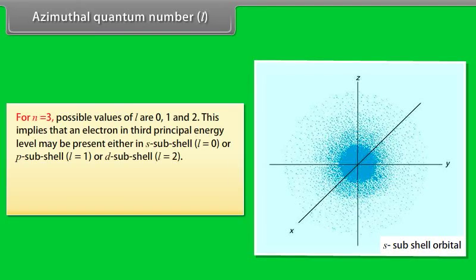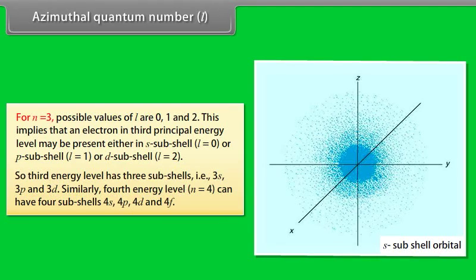For n = 3, possible values of l are 0, 1 and 2. This implies that an electron in the third principal energy level may be present either in the s subshell, l = 0, or the p subshell, l = 1, or the d subshell, l = 2. So the third energy level has three subshells, that is 3s, 3p and 3d. Similarly, the fourth energy level, n = 4, can have four subshells: 4s, 4p, 4d and 4f.